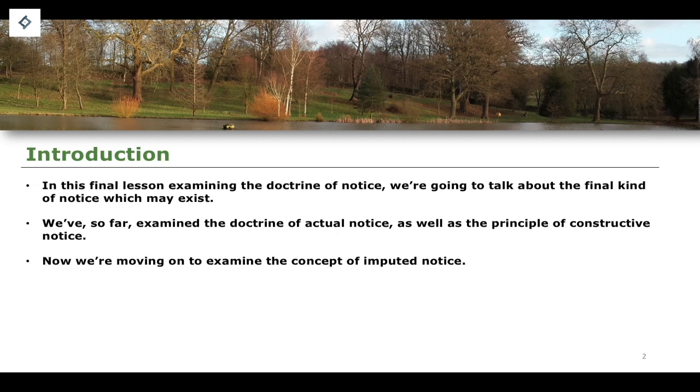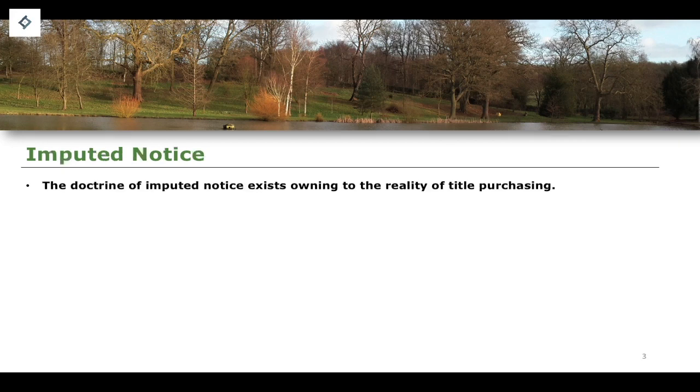So we know already, as a basic recap, that actual notice means the individual actually has notice of the equitable interest at the point at which they are looking to purchase the property. The idea of constructive notice is that you should carry out the relevant checks that an individual looking to purchase property should do in order to try and find equitable interests where actual notice doesn't necessarily reveal itself.